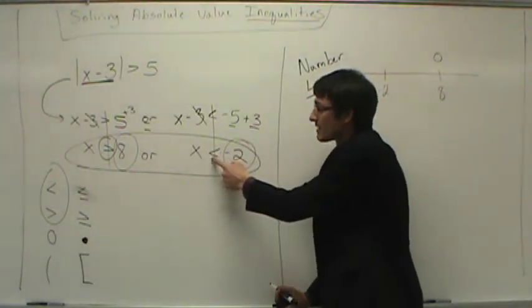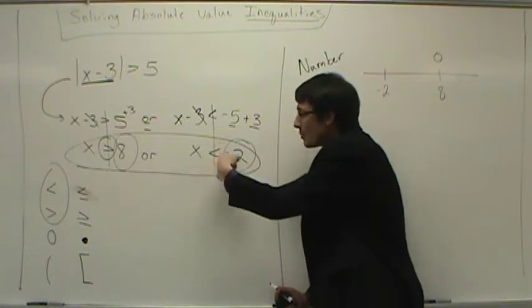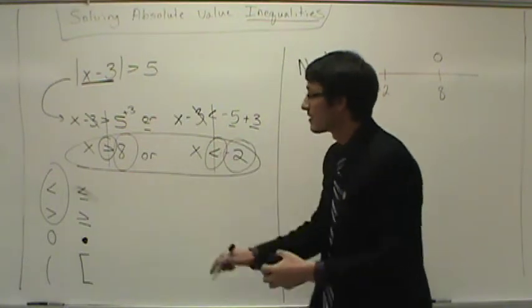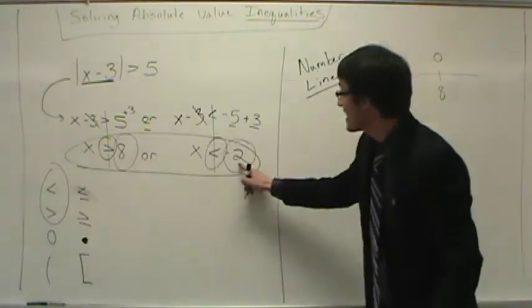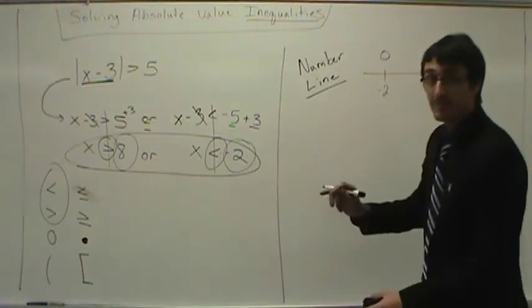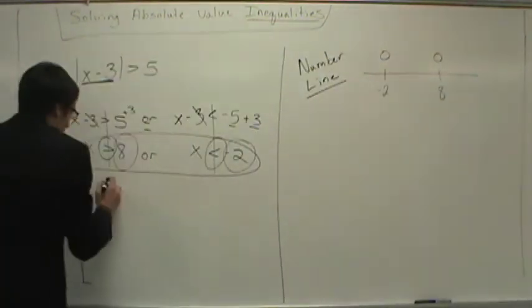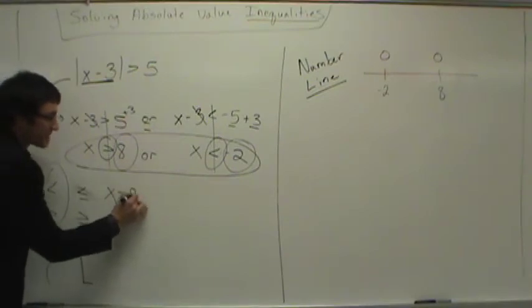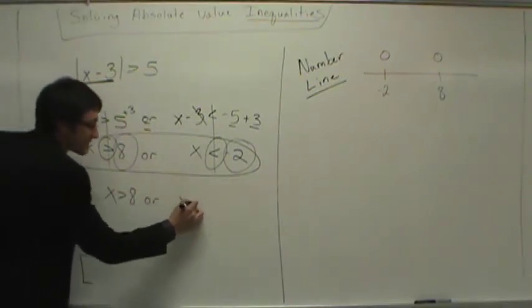Less than or greater than here. I'm sorry. Open or closed? Less than or greater than means what? Open. So at negative 2, we're going to be what? Open. Now, let me rewrite this. X is greater than 8 or x is less than negative 2.